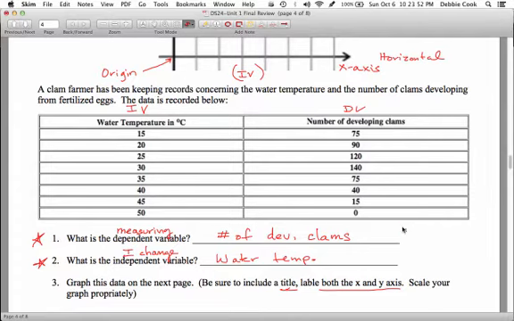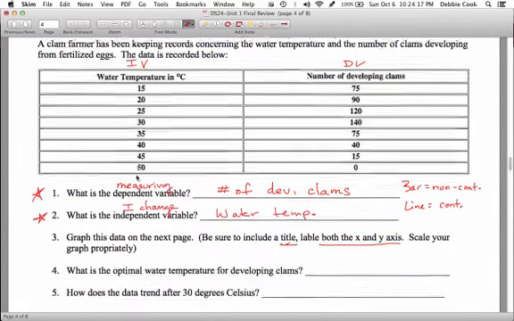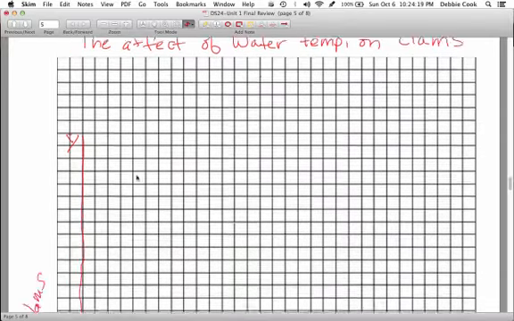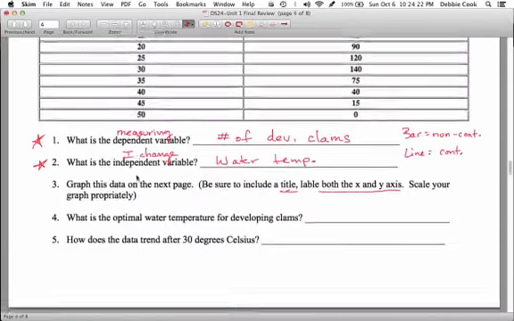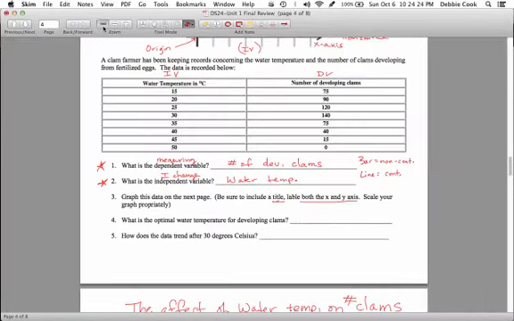If we're talking about a bar graph, a bar is going to be non-continuous data. A line graph, remember, is going to be continuous. It's showing us data over time. Well, if we're looking at this data, notice we have water temperature that's changing, and we want to see how that change causes a change in the number of developing clams. So we're actually looking at continuous data, even though this is not saying time, even though it's going to be water temperature. So I know that I'm going to be making a line graph when I'm actually looking at the graph that I'm going to create.